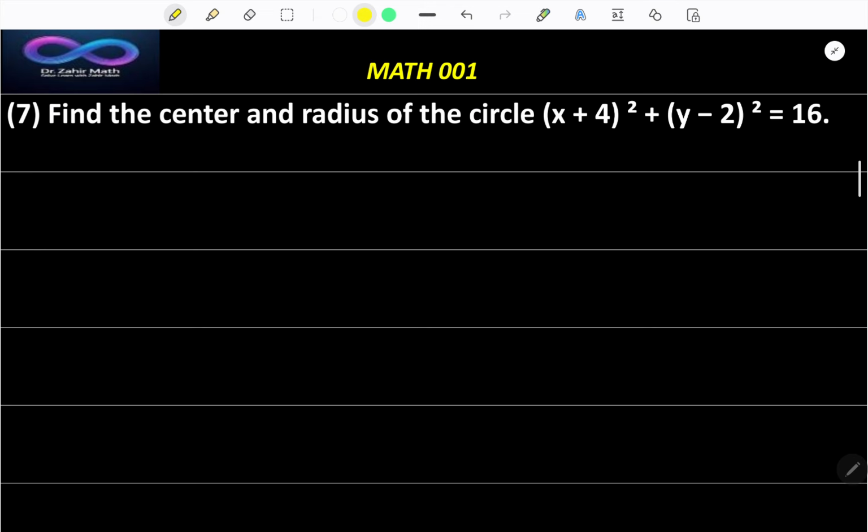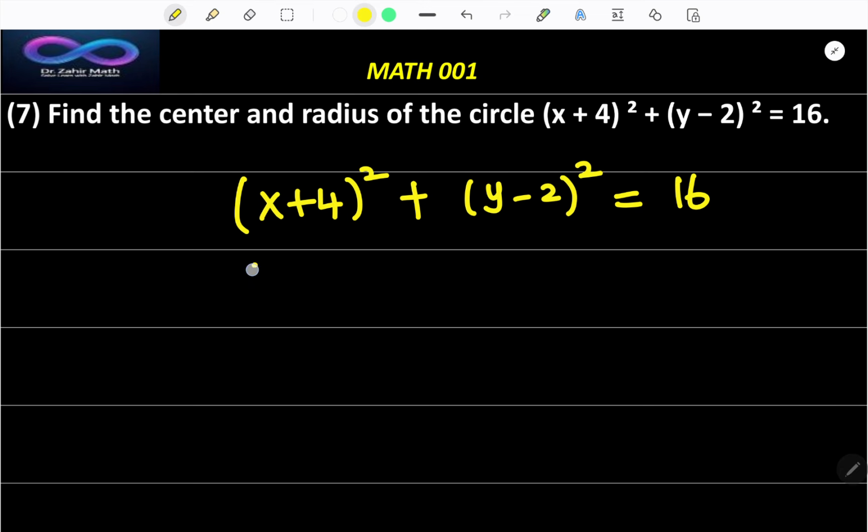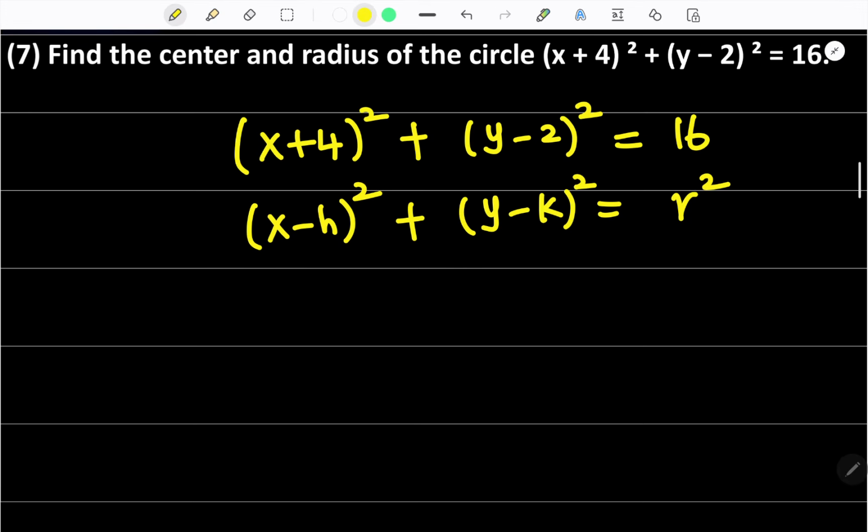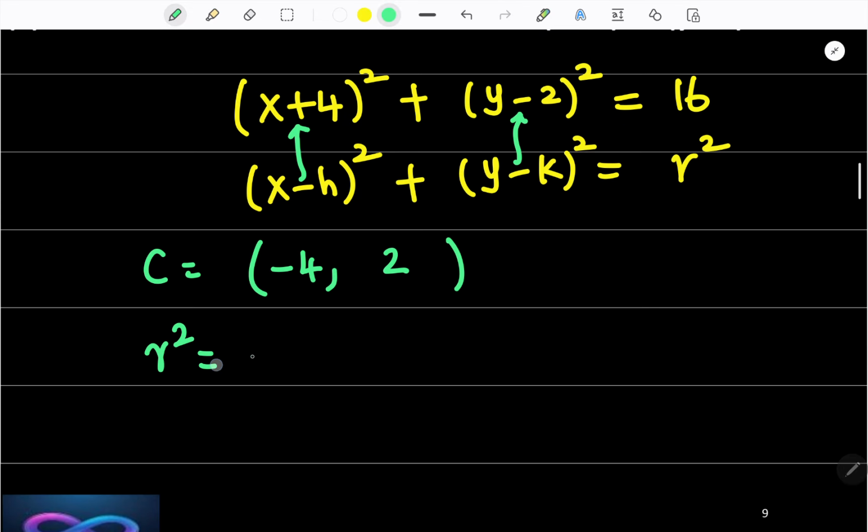Find the center and radius of the circle, which is given: x plus 4 the whole square plus y minus 2 the whole square equals 16. So I'm going to write the standard form x minus h the whole square, y minus k the whole square equals r square. Now please compare. Compare, is there a minus here? No. So that means h is equal to what? You just write the center, right? So if it is minus, take the same number. If it is plus, you take what? Negative 4. Here it is minus, yes. So take k is equal to what? 2. Radius r square is equal to 16.